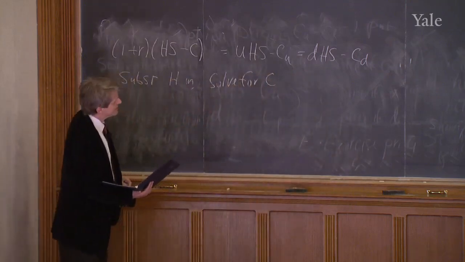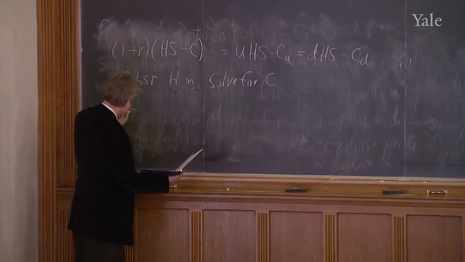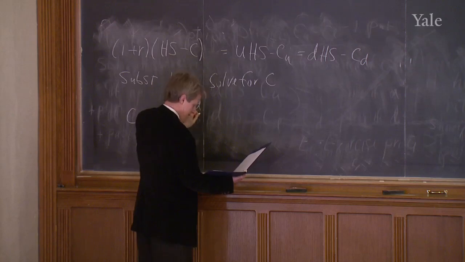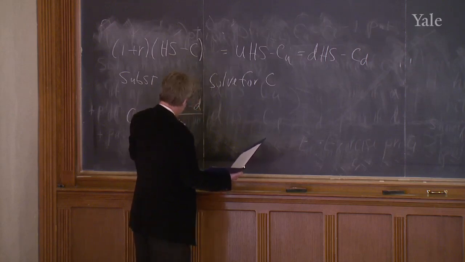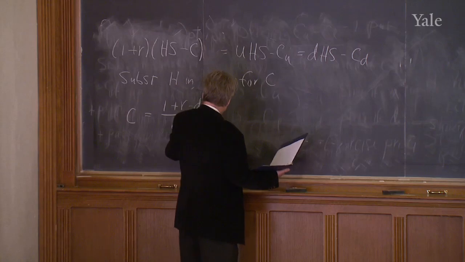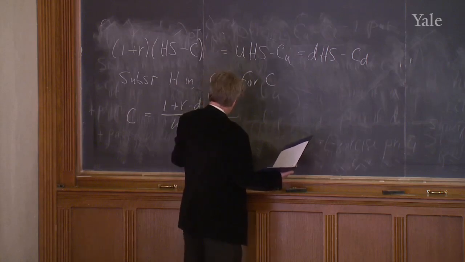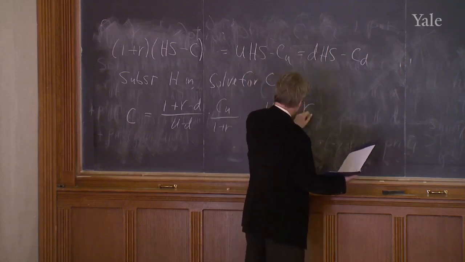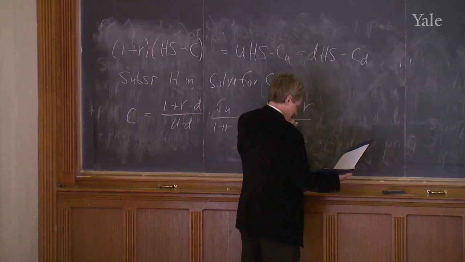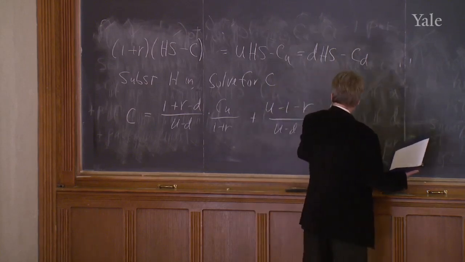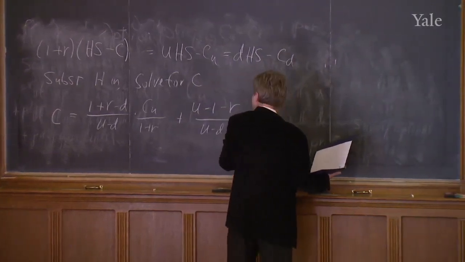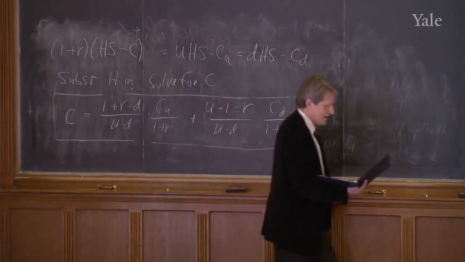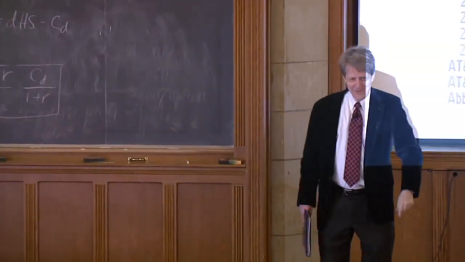It's kind of a little bit complicated, but I'll write it. The call option price has to equal (1 plus r minus d) all over (u minus d) times c sub u over (1 plus r), plus (u minus 1 minus r) all over (u minus d) times c sub d all over (1 plus r). And I'll put a box around that because that's our option price formula. Did you follow all that?